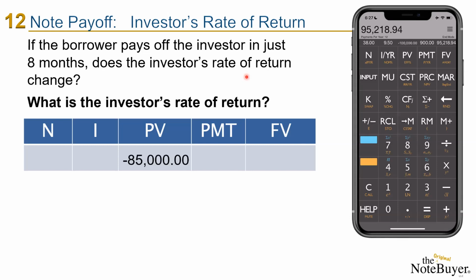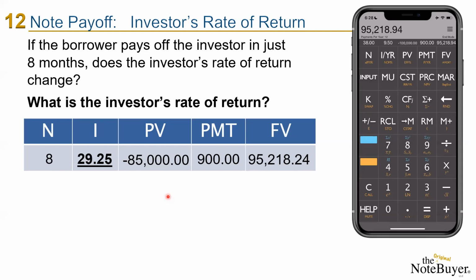So how do you calculate the rate of return? You first put in how much money you invested. So in this case, negative 85,000 because it was out of his pocket. And then what did he collect? He collected 8 monthly payments of $900 plus this final payoff of $95,218.94. So we simply solve for I and look at his rate of return. It went from, what was it, 11% or something up to 29%.